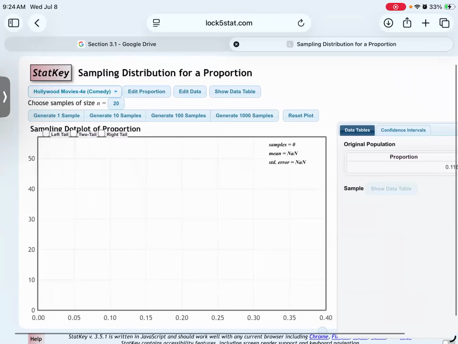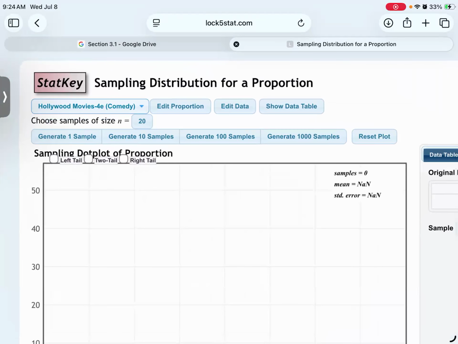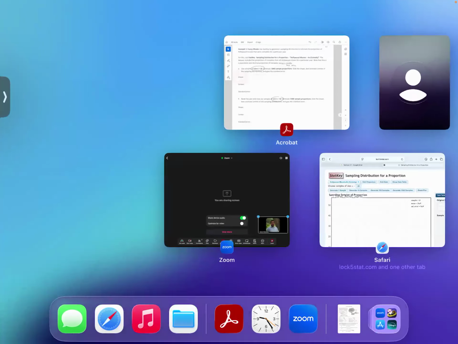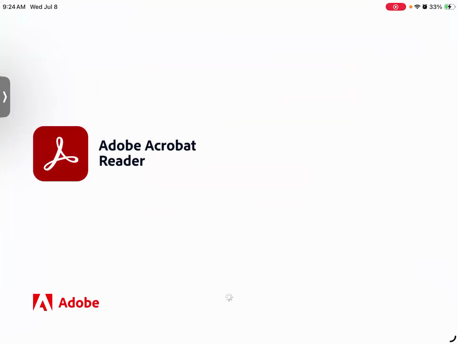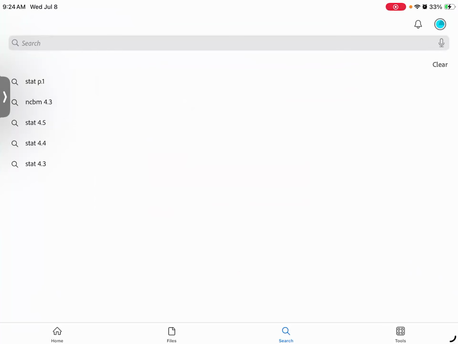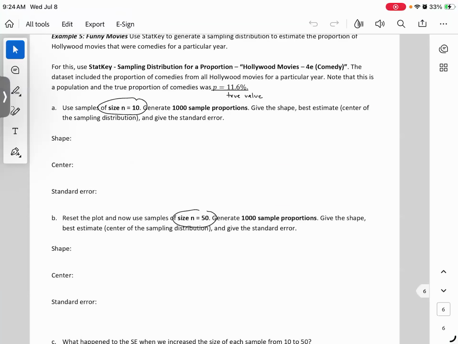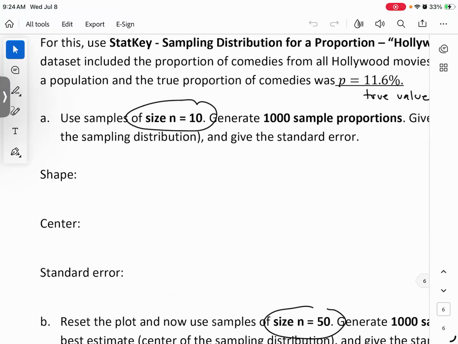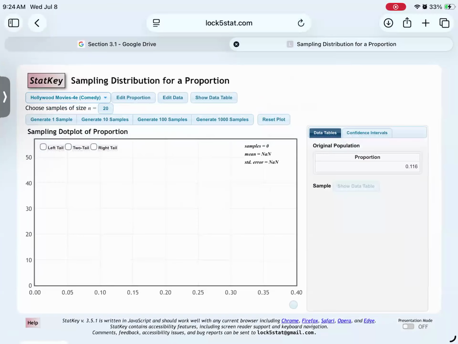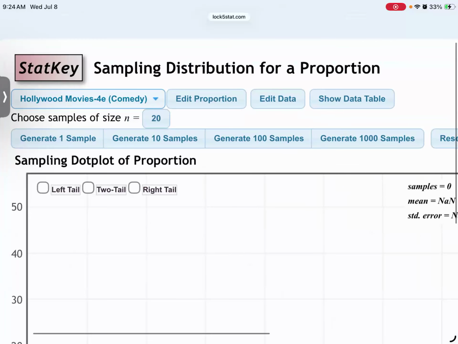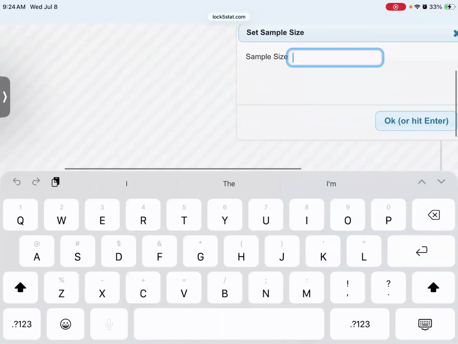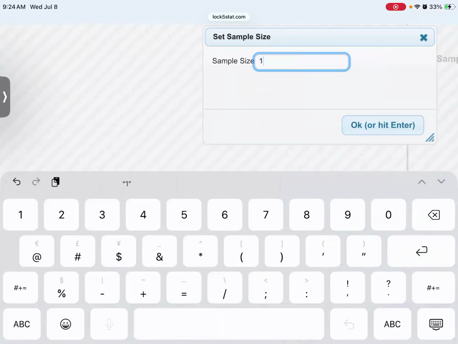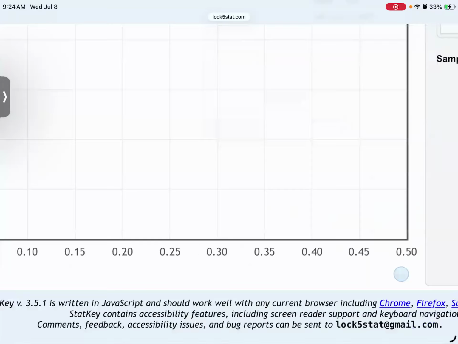And right now we're going to go with, I think I said size 10. Let me check real quick. We want to start off with first just samples of size 10. I'm pretty sure that's what it was. There it is. Yeah, we're going to start off with just size 10. So let's go ahead and change it to wimpy size 10. You're going to click right here, do 10, and hit OK.